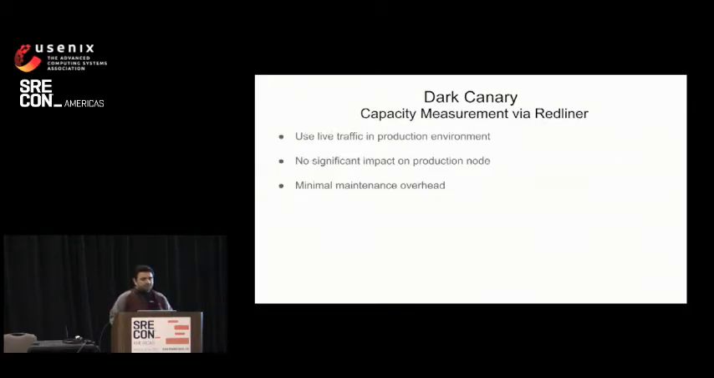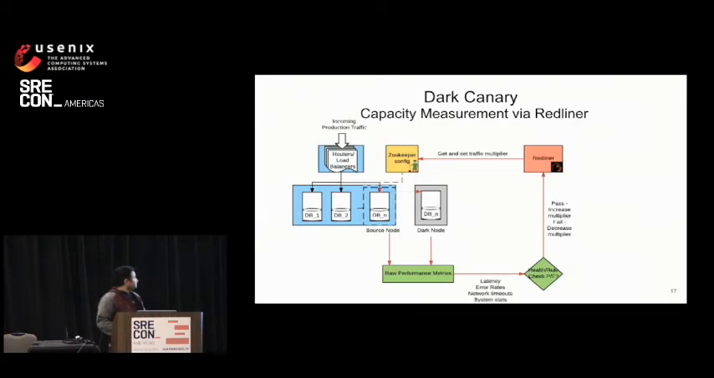So now this goes to the capacity measurement with Redliner. We use live traffic in the production environment, and because it's a Dark Canary, there is no visible production impact and minimal overhead because you are not doing anything special. You don't have to write any integration or special test to catch this. So this is a standard LinkedIn data service stack.